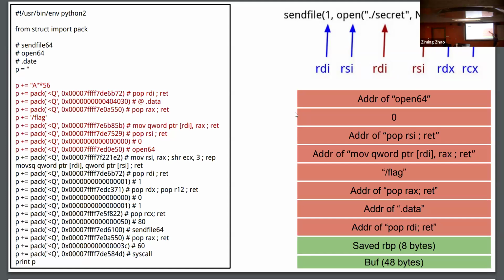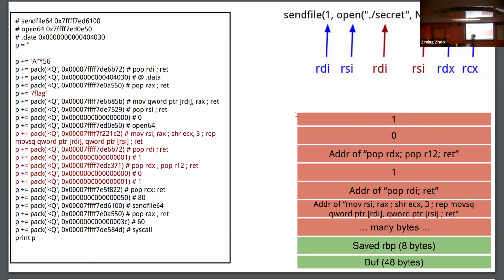Then RSI should be set to 0, so we do a pop RSI, return. Then the next one is return to open. Right? So that's the very first part of this chain. Okay, it looks like that. It could be simpler, depending on what gadgets you find. You may find other gadgets to simplify this part, but this is just one way we can do this.